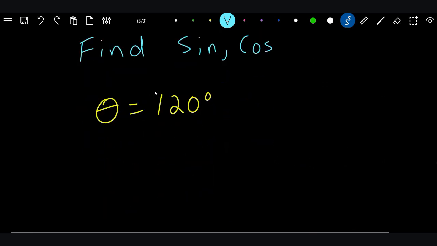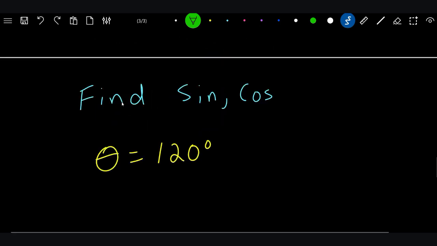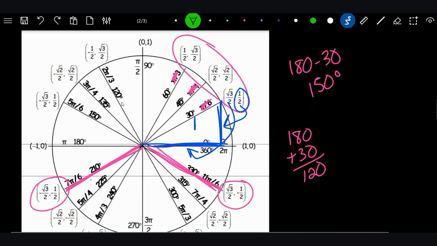Okay, let's go down here and let's do one more thing. Well, maybe two more things before we're done. So now we want to find the sine and the cosine of 120 degrees. Now, here's what I would do. I would go back up to our unit circle, and I would find this at 120 degrees.